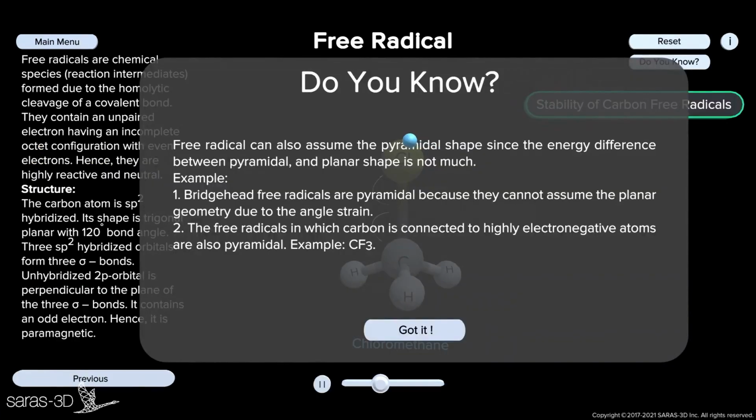Now, do you know free radical can also assume the pyramidal shape, because the energy difference between the pyramidal and planar shape is not much. For example, bridgehead free radicals, they are pyramidal. Why? Because they cannot assume the planar geometry, because it has got the angle strain in it. So that is why they are pyramidal. And the free radicals where carbon is connected to highly electronegative atoms, they are also pyramidal. For example, CF3. So free radicals can assume the pyramidal shape as well.